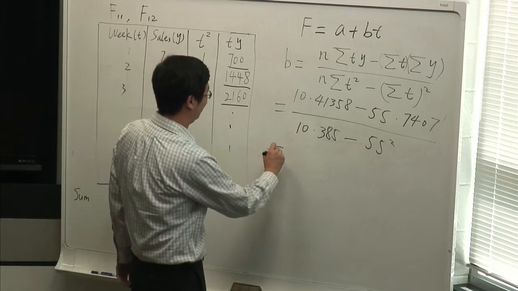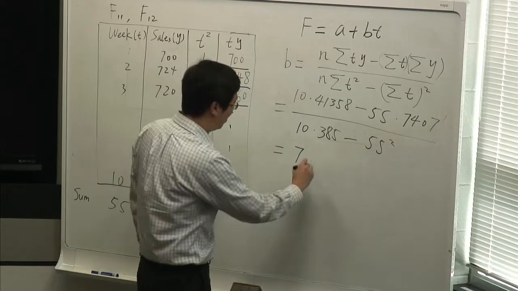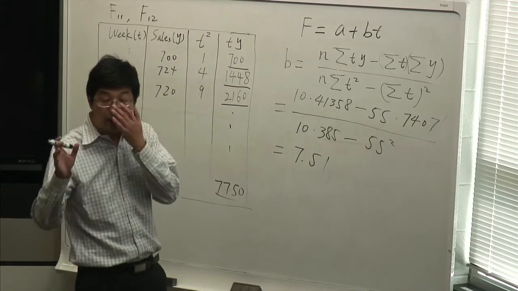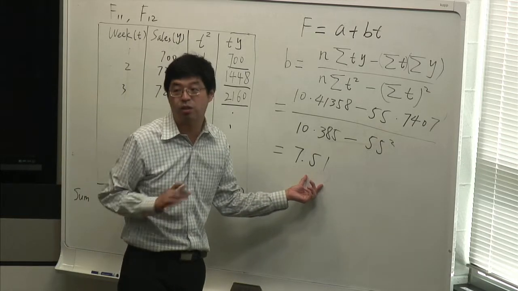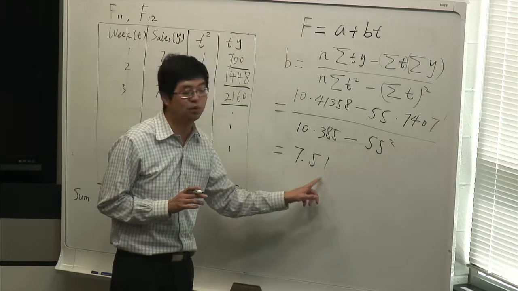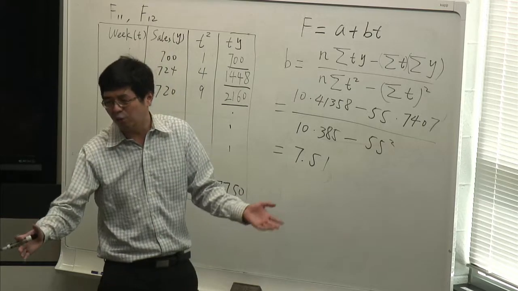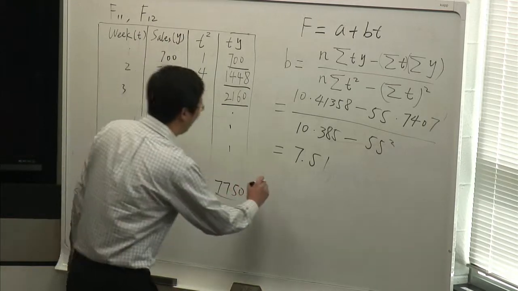So what will your result be? 7.51. 7.509, but you can round up to 7.51. In the homework and the exam, I suggest you guys keep 2 decimals accuracy. That's just my requirement. So you just round 7.509 up to 7.51. It's enough. If you want to keep more than 2, that's also fine for me. But at least 2 decimals, all right? Then what is the next step?